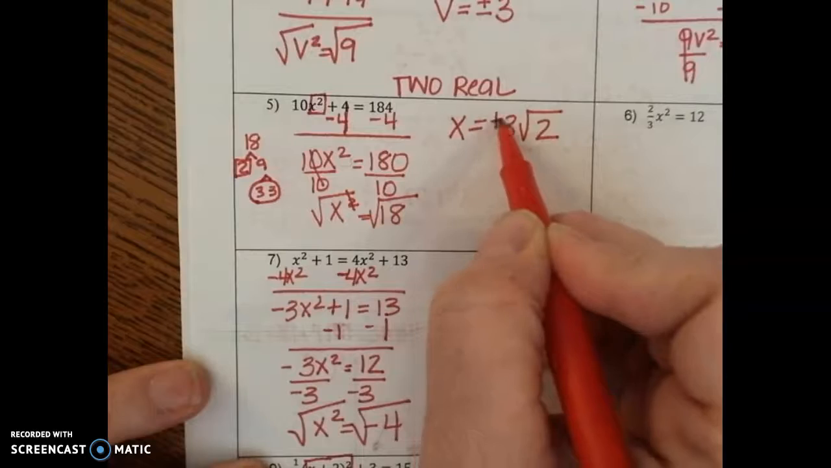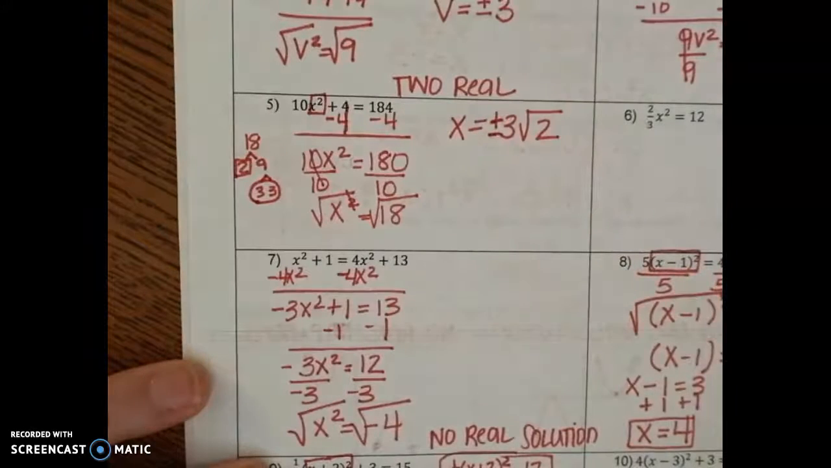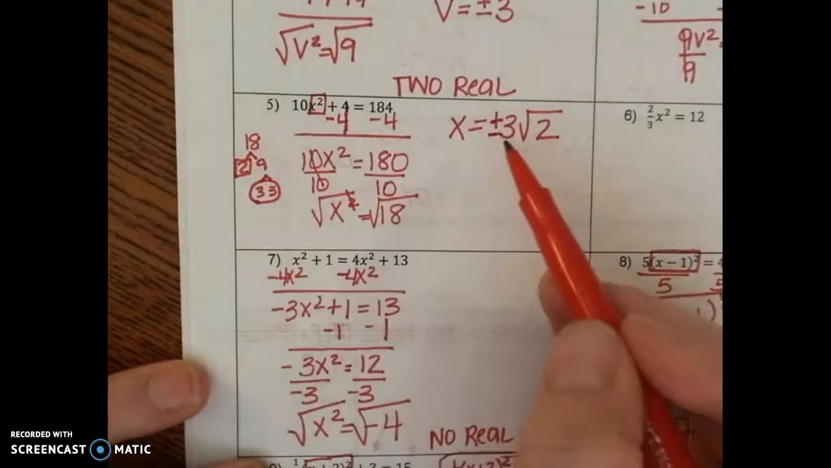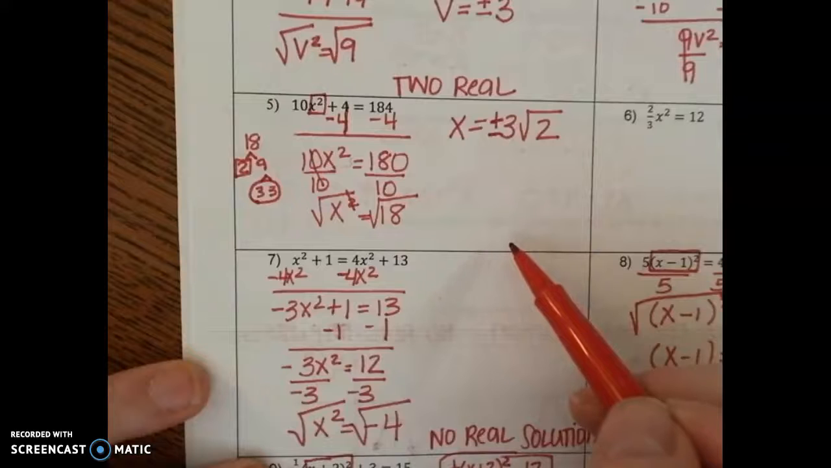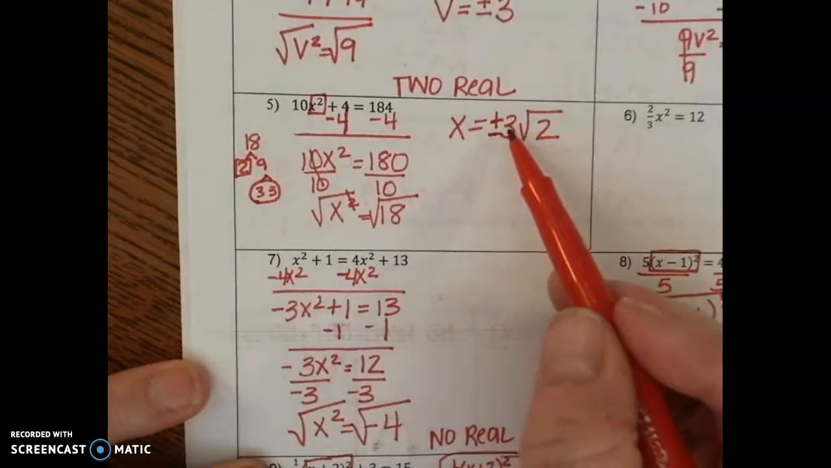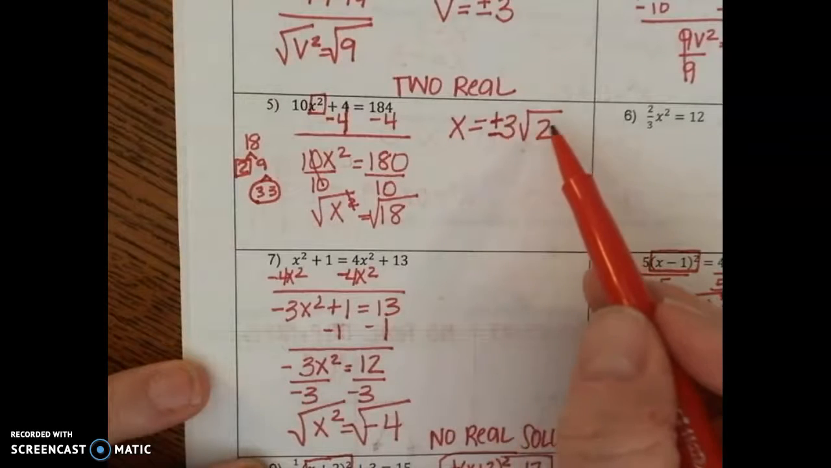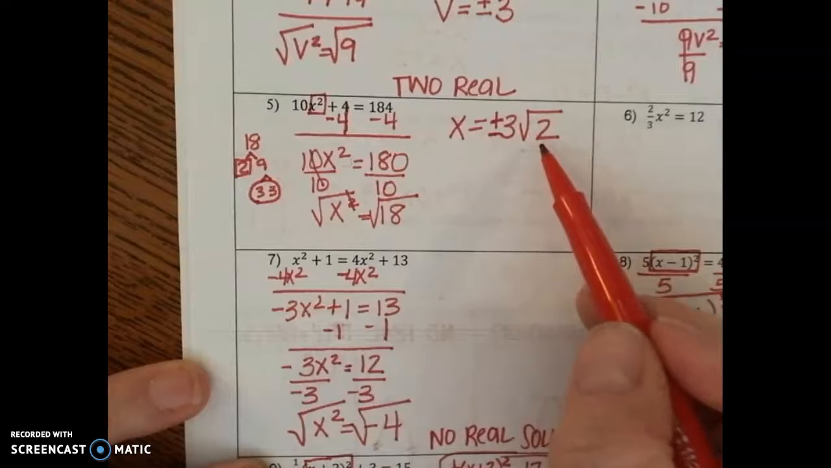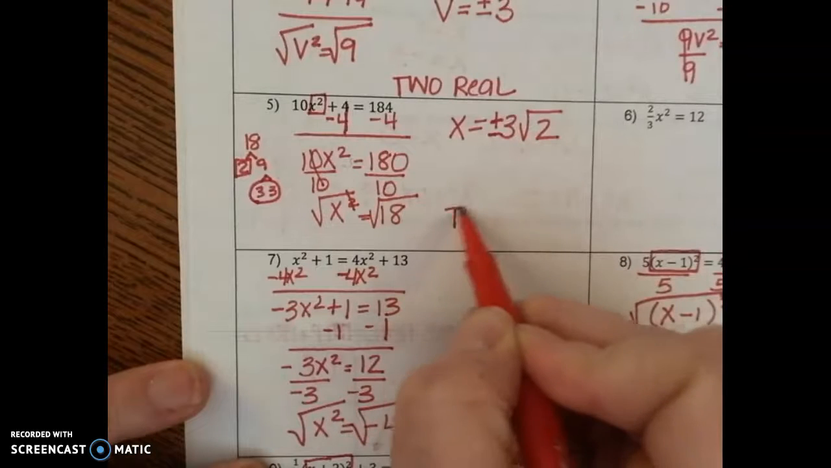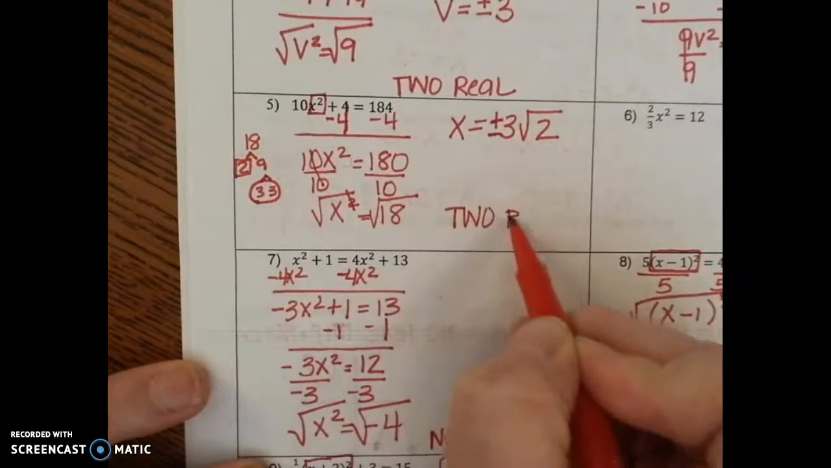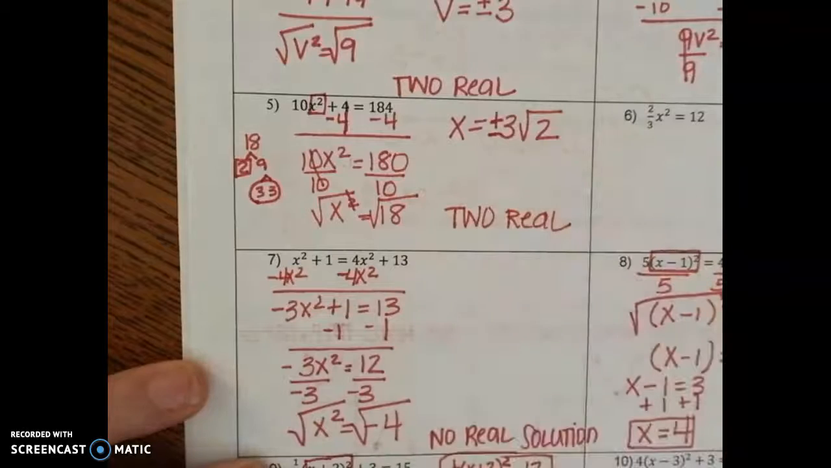And my final step, I need to write my answer with a plus and a minus. So this means my graph, if I was to put the equation into my calculator, will cross at positive 3 square root 2 and at negative 3 square root 2. So that means I'm going to have 2 real solutions.